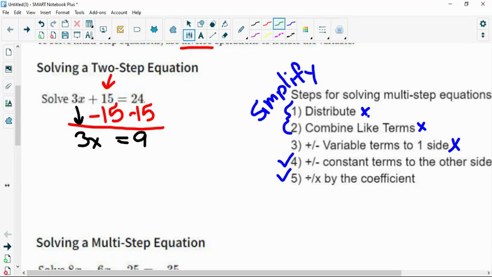We're still trying to get the x all by itself. So what is still happening to the x? It says 3 times x, and to undo multiplication, we divide by 3. 3 divided by 3 is 1x, but we don't write the 1 in front. And then 9 divided by 3 is 3.